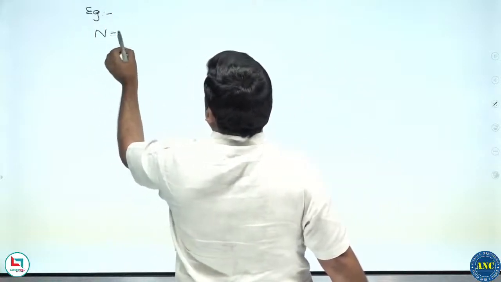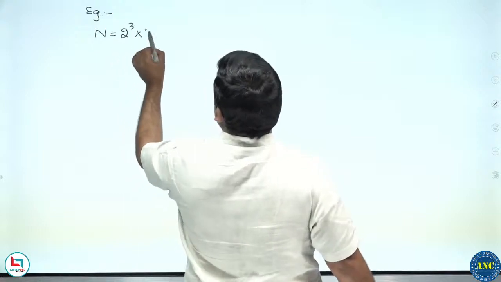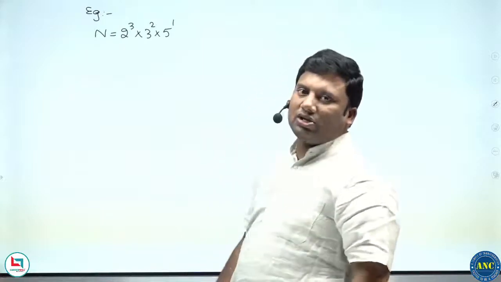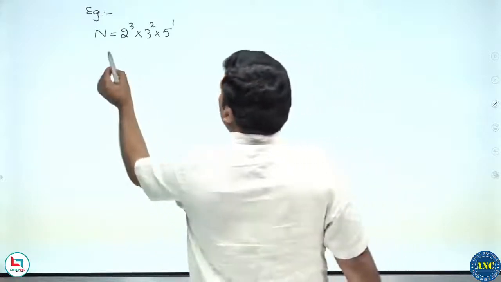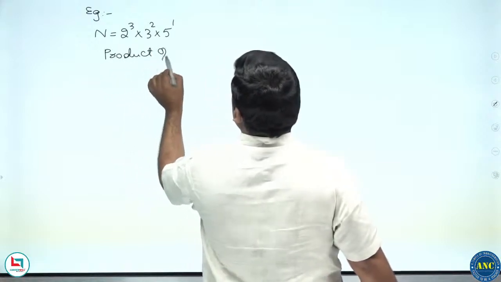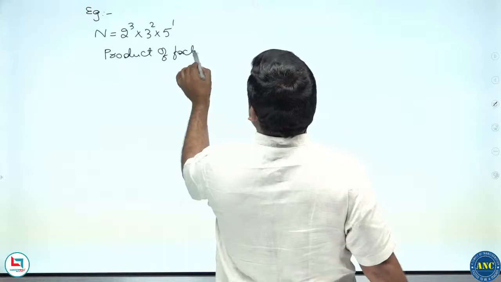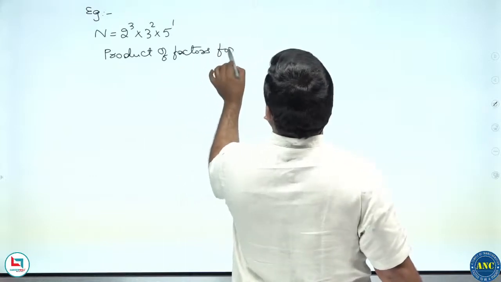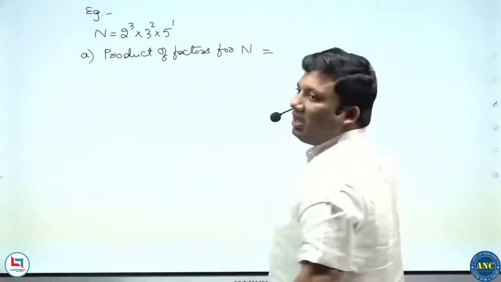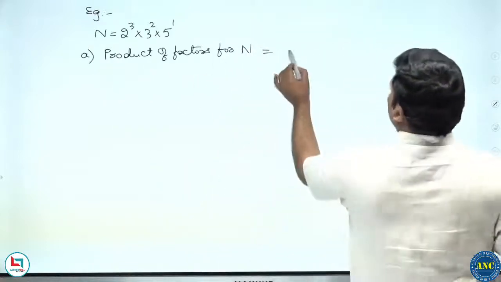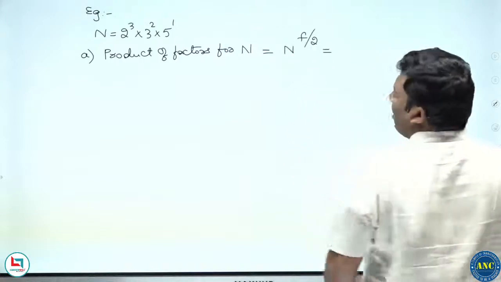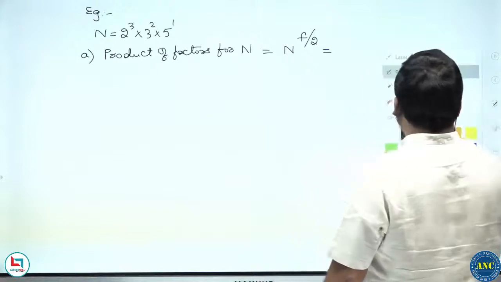Example: N equivalent to 2 cube into 3 square into 5 power 1. Product of the factors for n. What is the product of the factors for n? It is given by number power number of factors by 2.